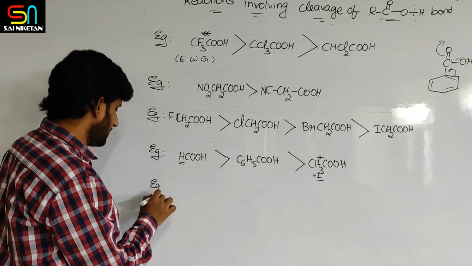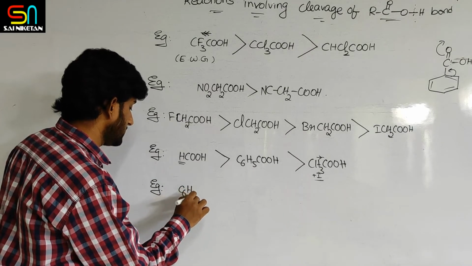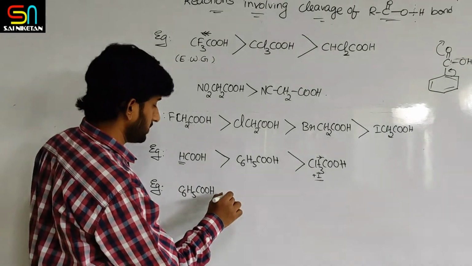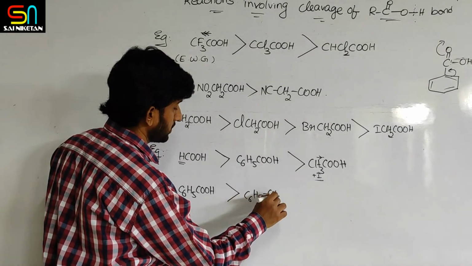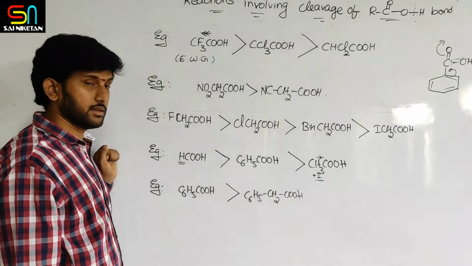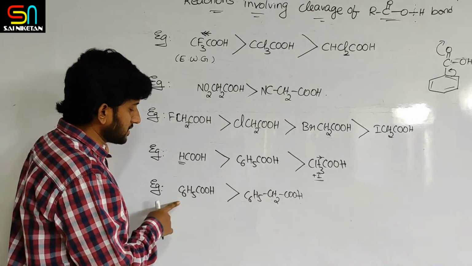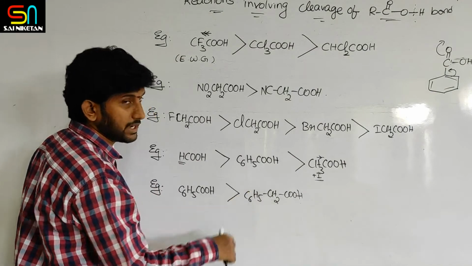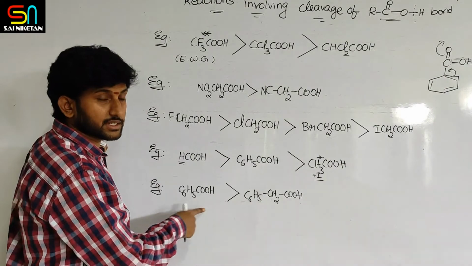Now if you compare benzoic acid with 2-phenyl acetic acid, benzoic acid will be more acidic compared to 2-phenyl acetic acid. Why? Because in this case resonating structures are more.